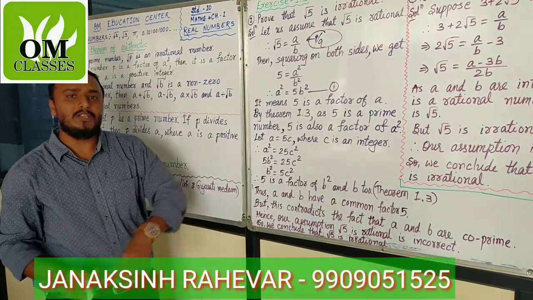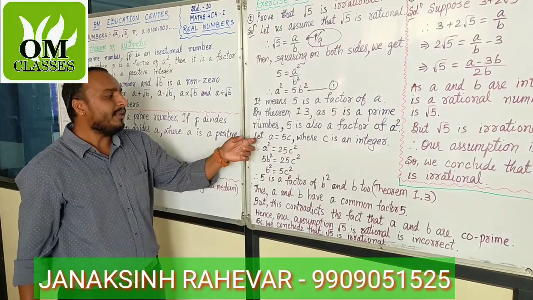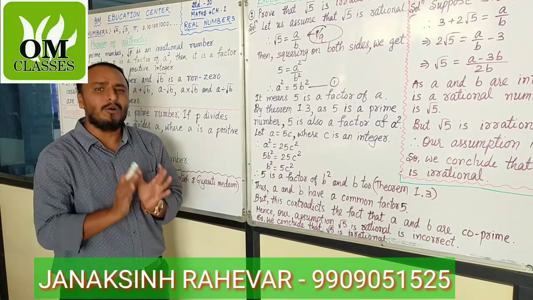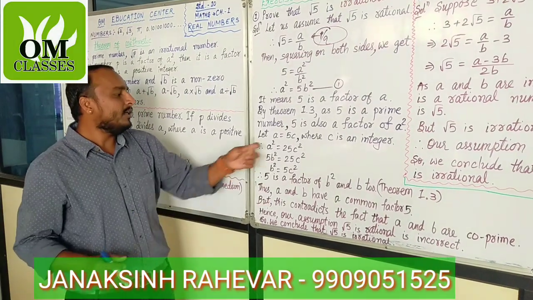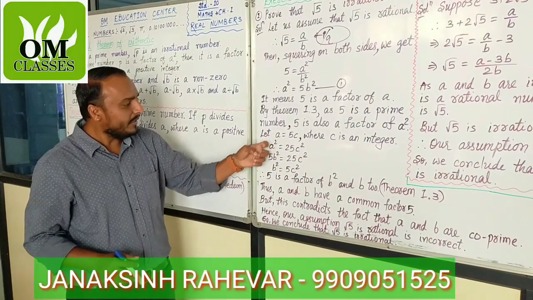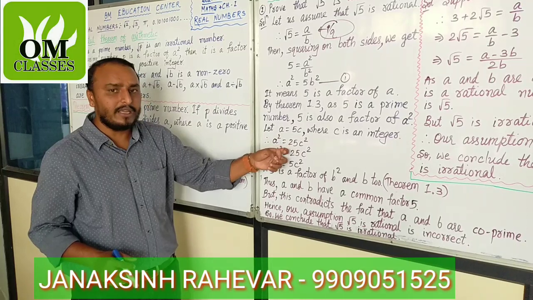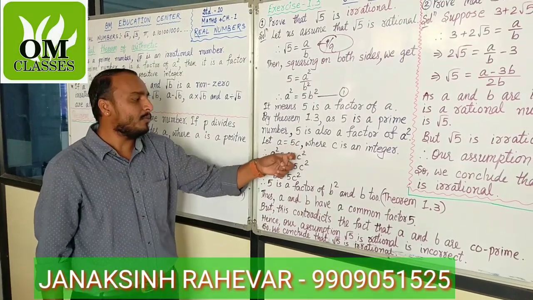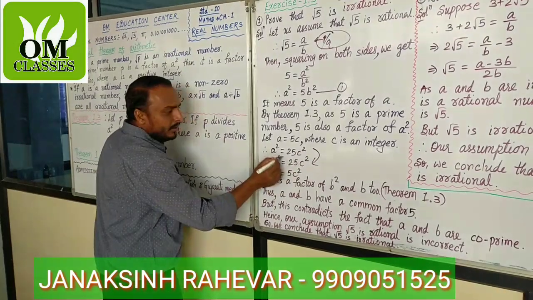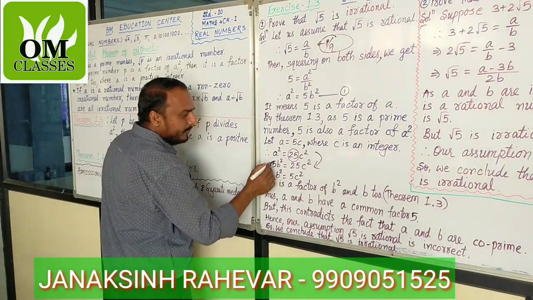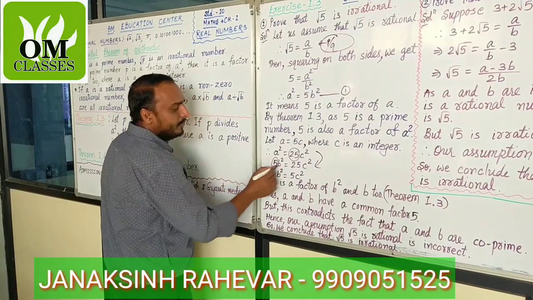Now we have to assume something more. Let a equal to 5c. a को हम 5c लेते हैं where c is any positive integer. Now on squaring again, a square equal to 5 का square क्या होगा, 25, and square of c is c square.